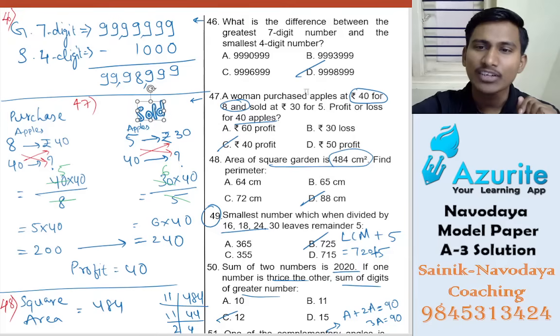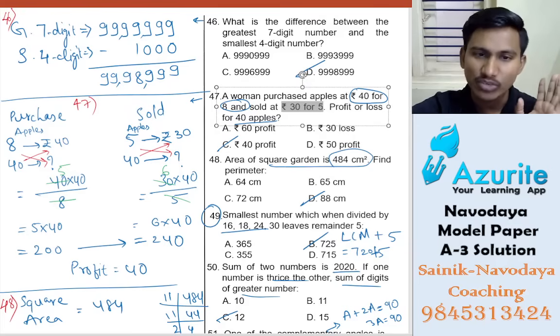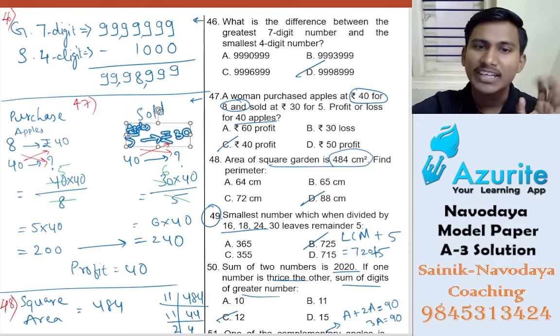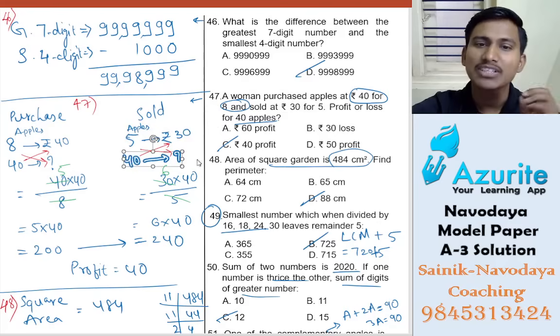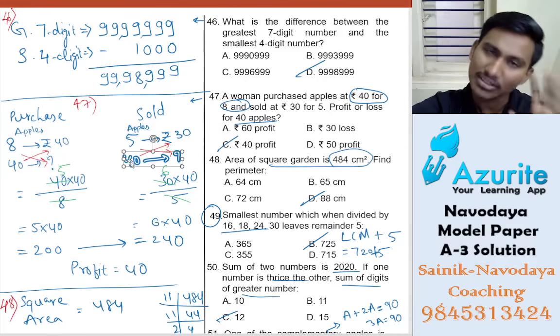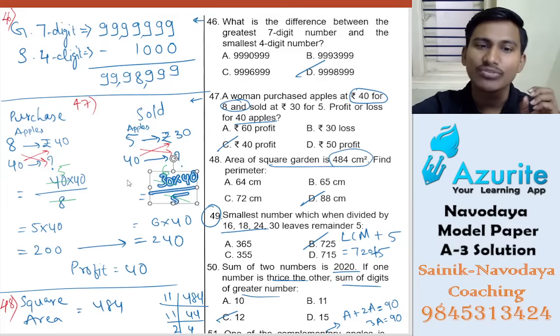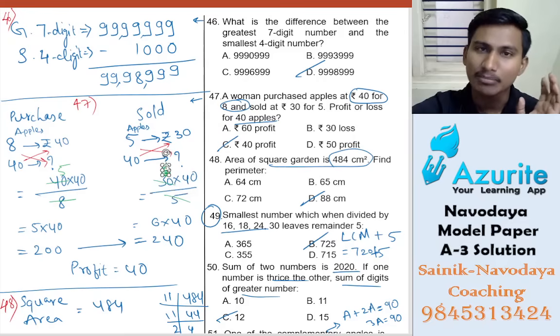Now, sold at how much? 30 rupees for 5 apples. Means 5 6s are 30, so 6 rupees is 1 apple. So 5 apples for 30 rupees. 40 apples will be how much? She is selling 40 apples, so we have to find for 40 apples. Here also 40 apples, so we have to match it. 30 divided by 5, 5 6s are 30, so 6 rupees is 1 apple. So for 40 apples it will be 40 into 6, that is 240 rupees.